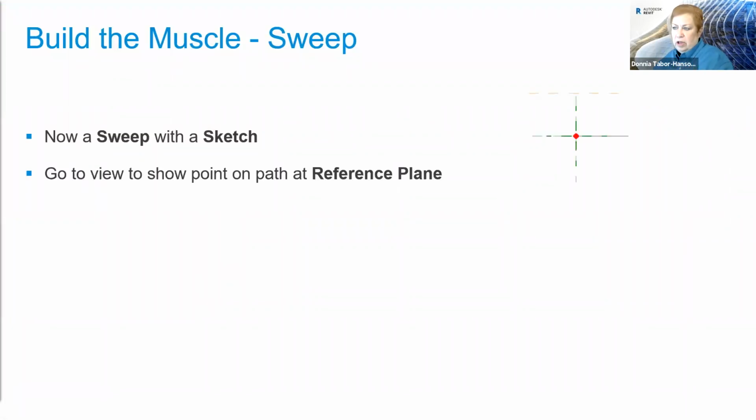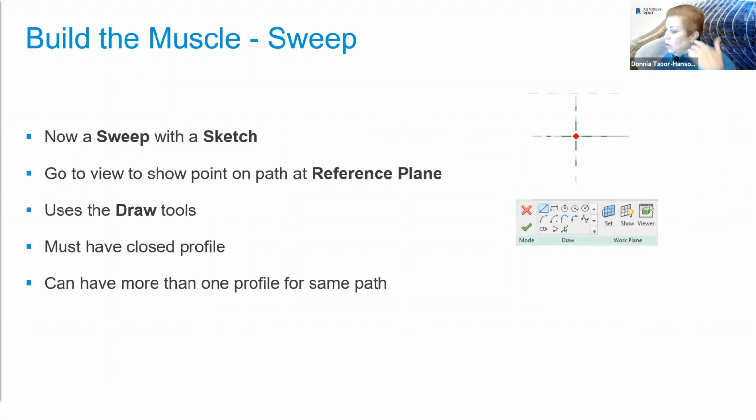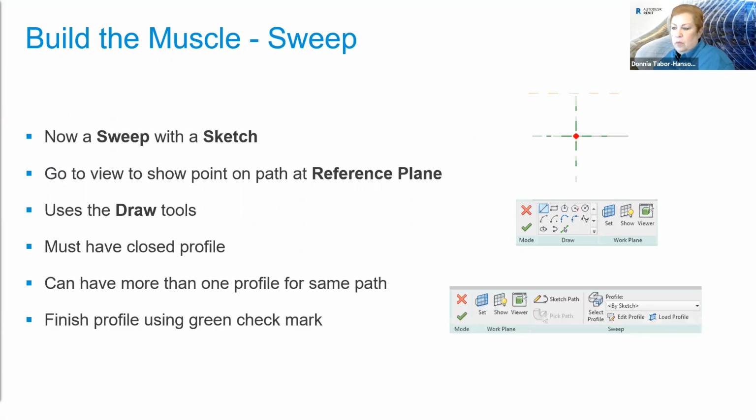You're going to go to the view that shows the path at the reference plane. You're going to use the draw tools. You must have a closed profile. You can't have more than one closed profile. And when you're done, you're going to finish the profile, and then you're going to finish the sweep.